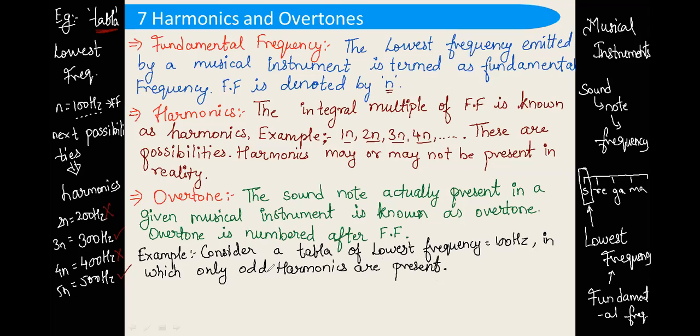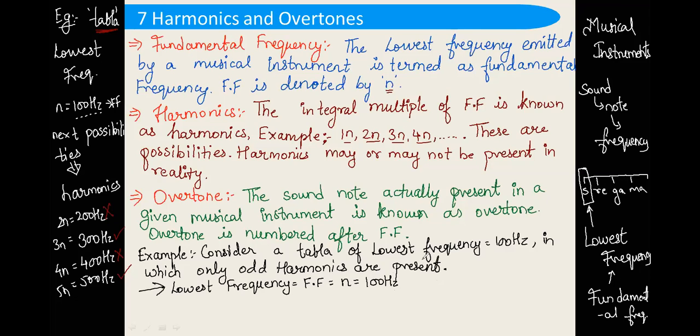So this is an example. Now, suppose the lowest frequency is called the fundamental frequency. Lowest frequency, it is called as what? Fundamental frequency. And what is the fundamental frequency denoted by? n. So n is equal to 100 hertz.